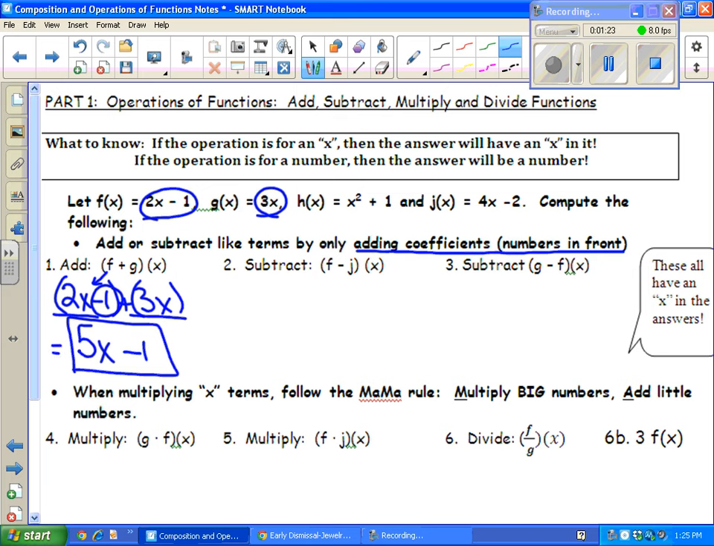Okay, subtract. We're going to subtract, and order is definitely important. I'm going to take function f, which is the 2x minus 1 function, and I'm going to take function j, which is the 4x minus 2 function, and I'm going to subtract them. Notice that there's a big subtraction right in the center. So we are subtracting functions.